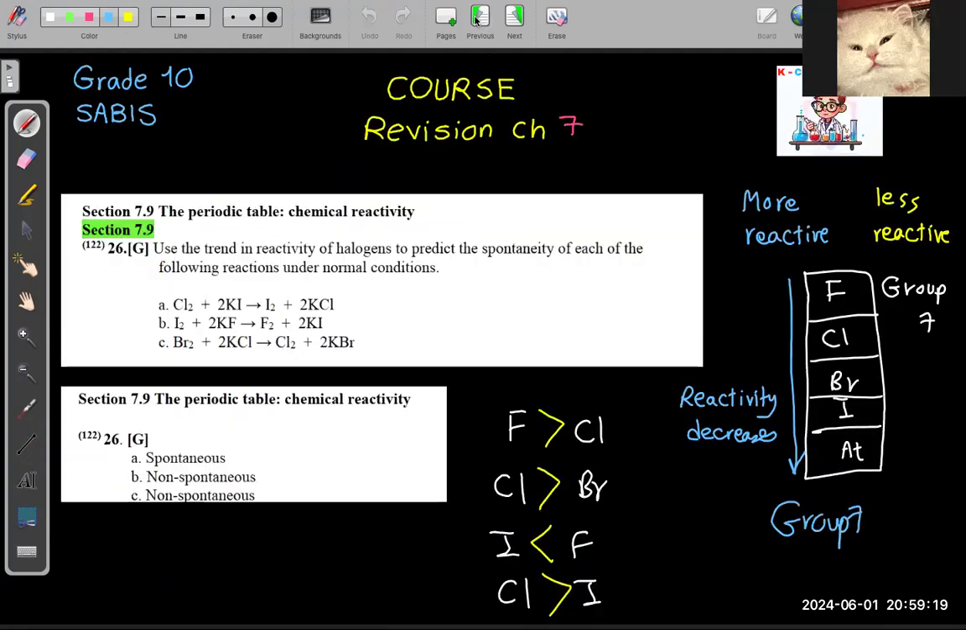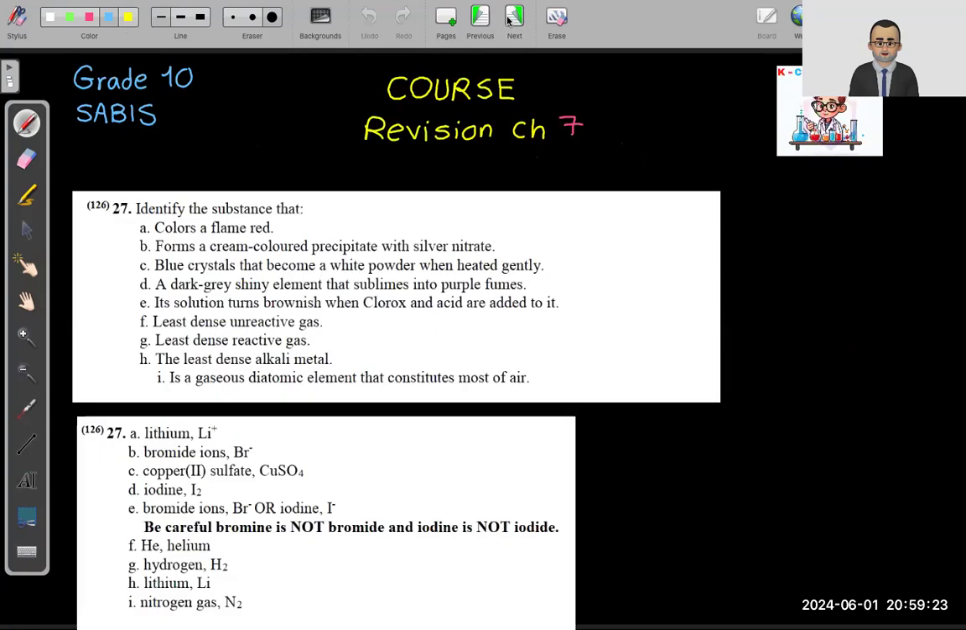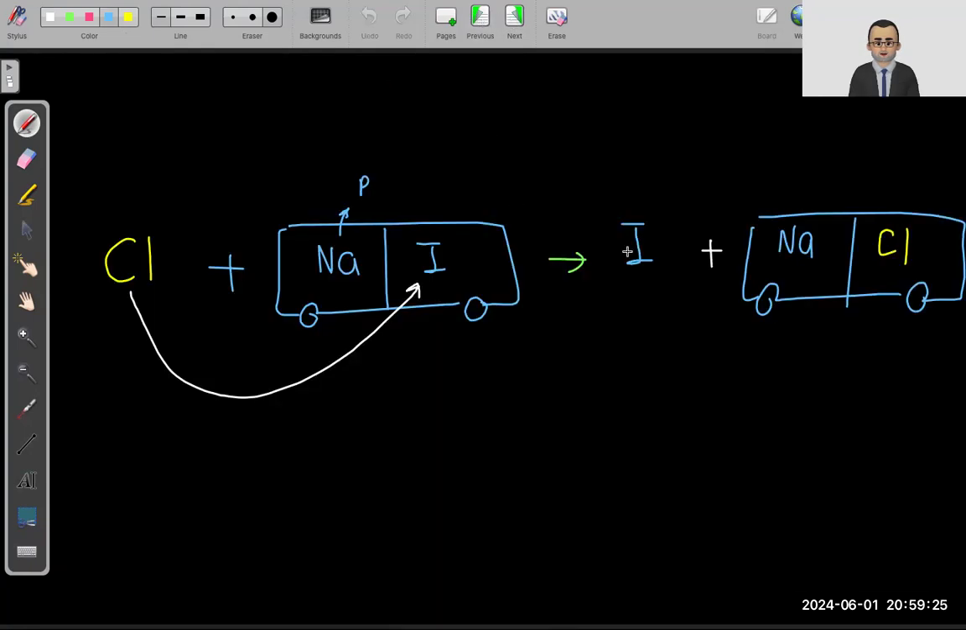Chlorine is stronger. Yes. So we said that the more reactive displaces the less reactive from its compound, which we symbolize as the car here. The only thing that might confuse you is the numbers. Sometimes I see that there is a 2 here and there is no 2 here.